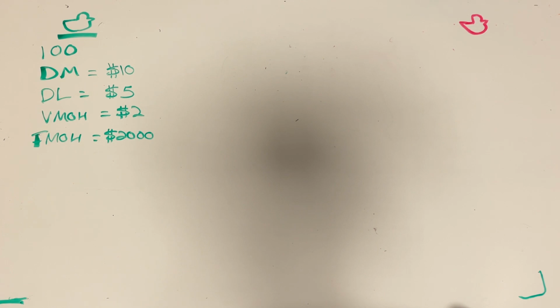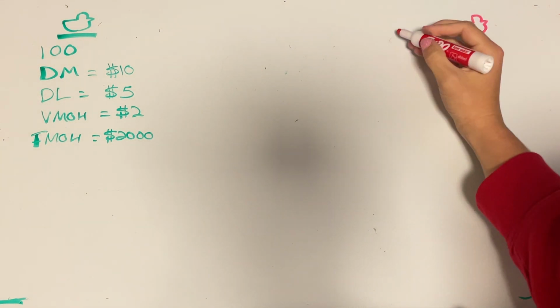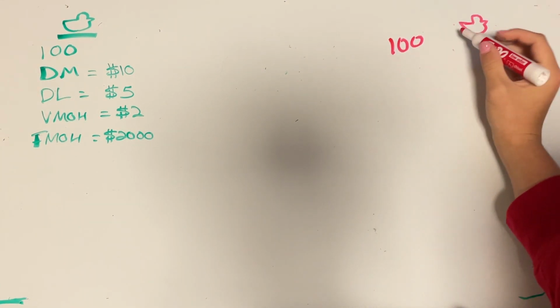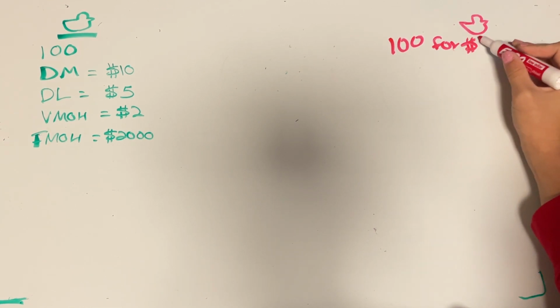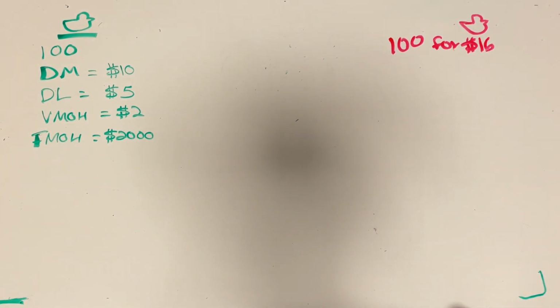Okay. So now this other company comes in, I'll use a red marker for them, and they say that they'll make us 100 units for $16 a piece. Now we're left to figure out which option is better. Well, to do this, we have to figure out what our relevant costs are.